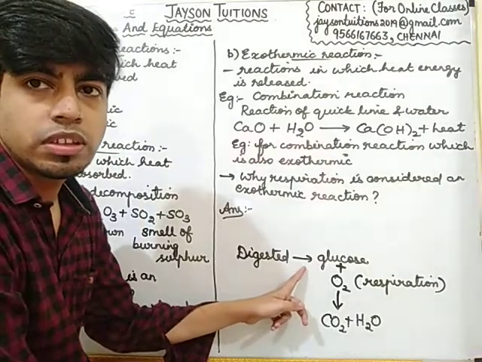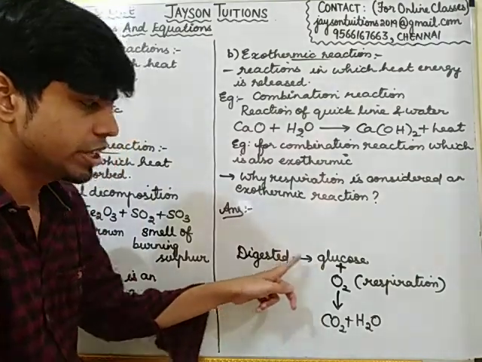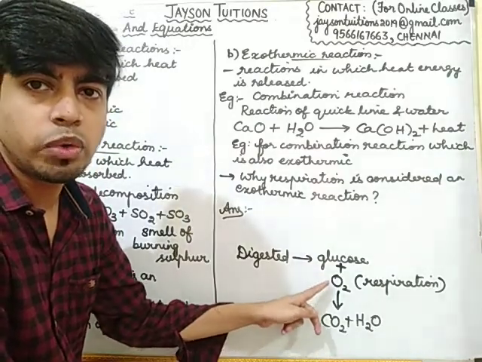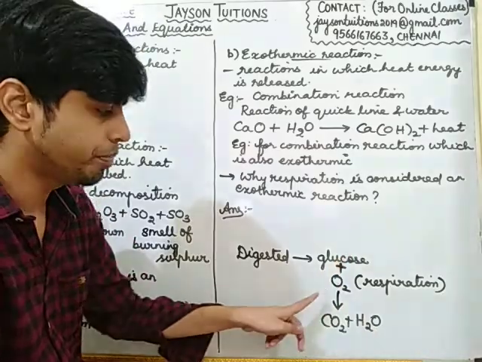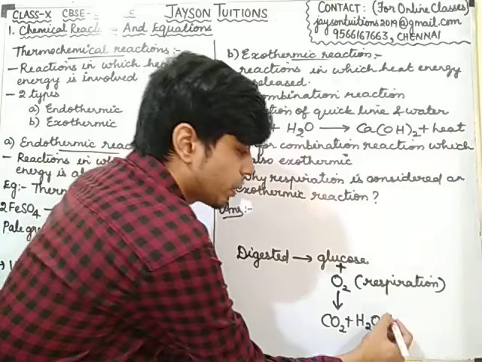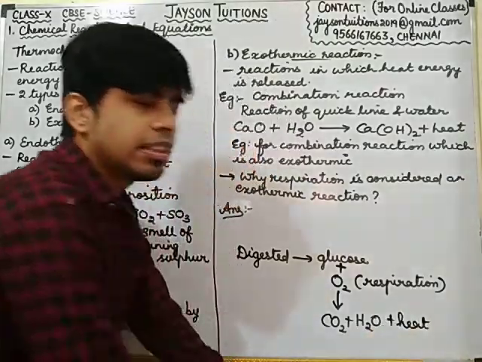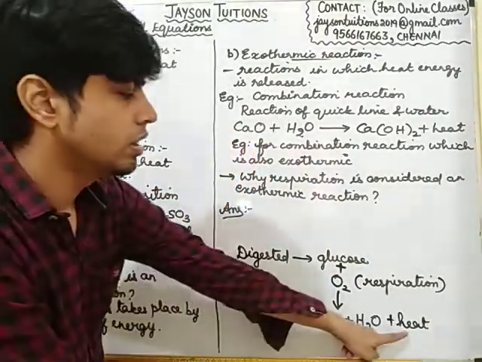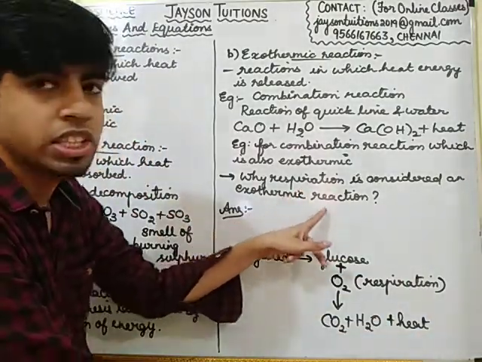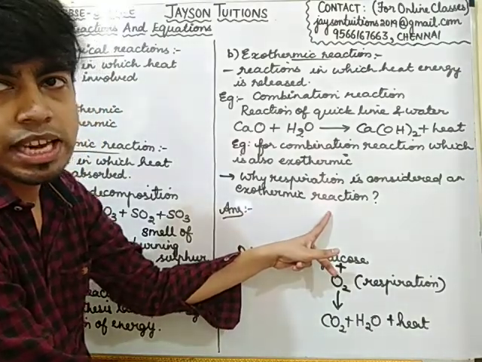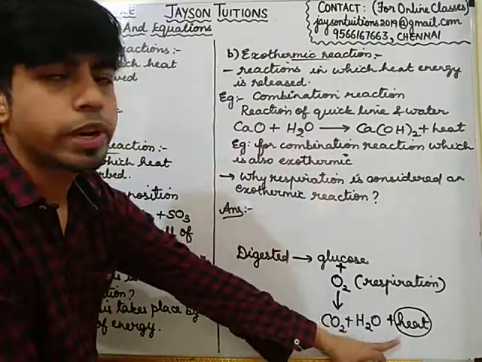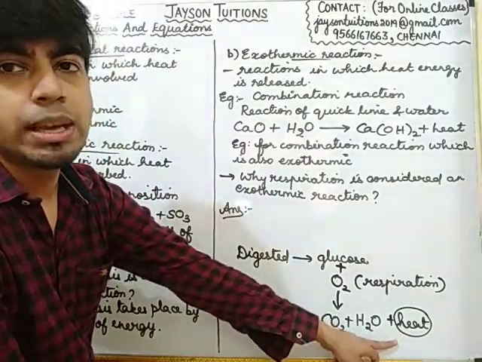So the glucose which is formed by the digestion of the food reacts with the oxygen present in the cell. How do we get this oxygen? By respiration. It gives carbon dioxide and water. During this process, heat energy is released. Because of the release of this heat energy, we call respiration an exothermic reaction. What is the use of this heat energy? This heat energy maintains our body temperature.